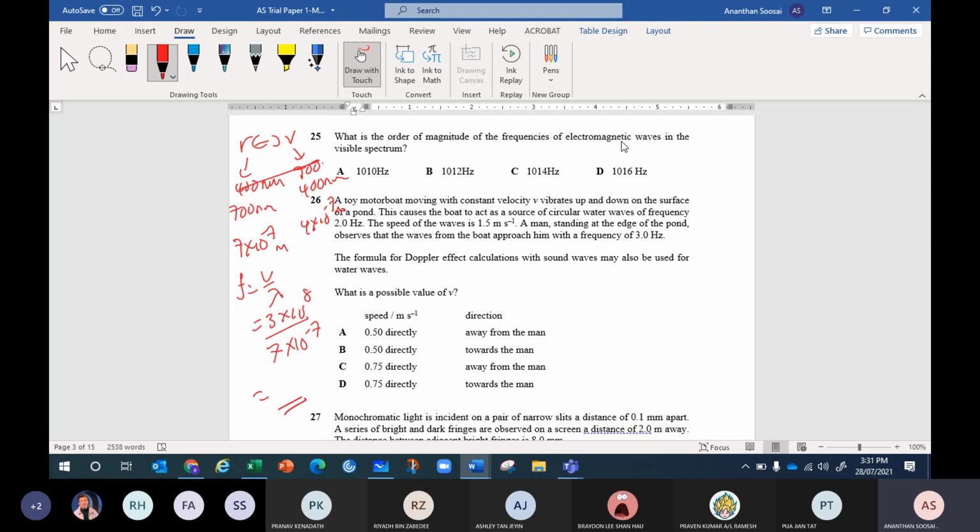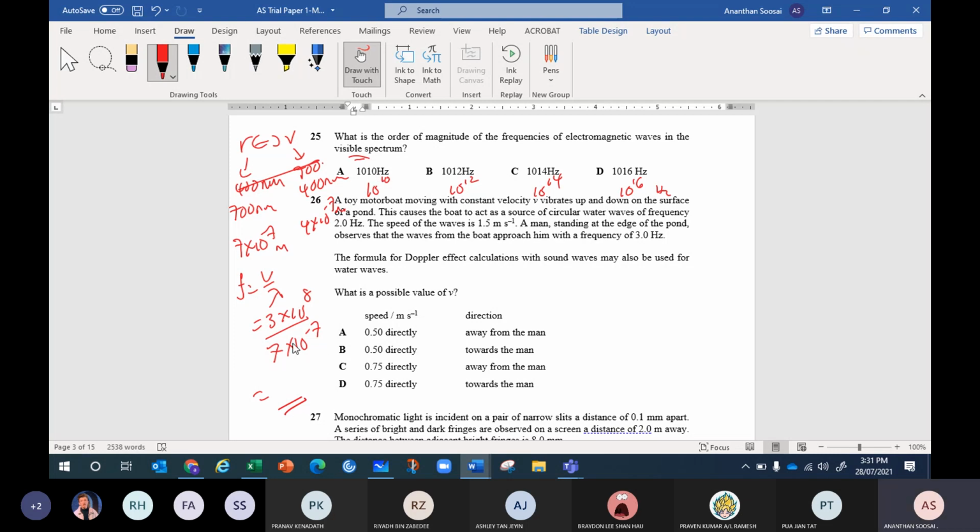What is the order of magnitude of frequency of electromagnetic wave in the visible spectrum? Oh my God, I think there is a mistake. I think this is not 1010. This is 10 to the power of 10, 10 to the power of 12, 10 to the power of 14, 10 to the power of 16. It's actually the power, the 2 digits at the back are the power.